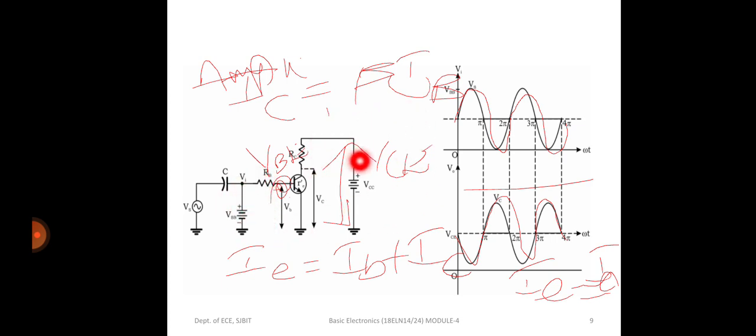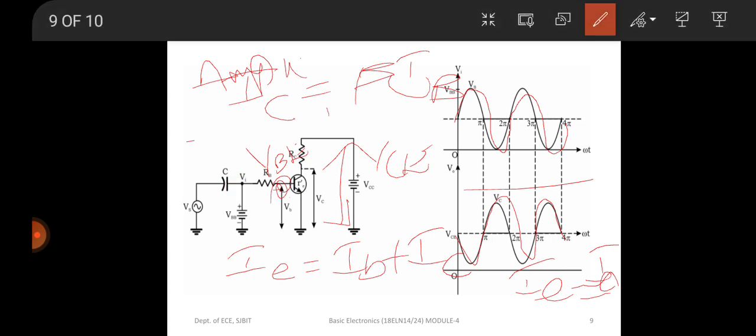Once we remove that, we know the forward biased base emitter junction exhibits a very low resistance to the AC signal Vs or Vin. This internal AC emitter resistance is designated as Re dash. Now we know IE is approximately equal to IC is approximately equal to VB by Re dash.